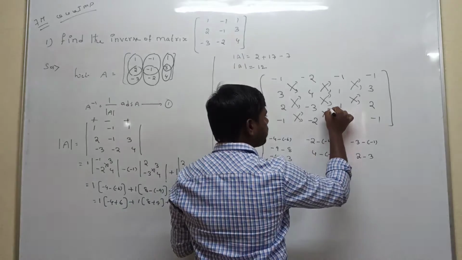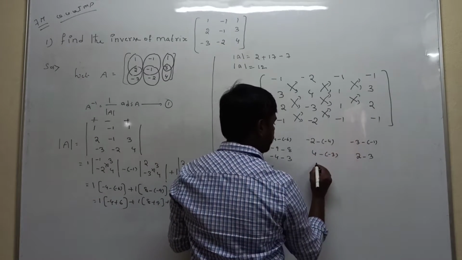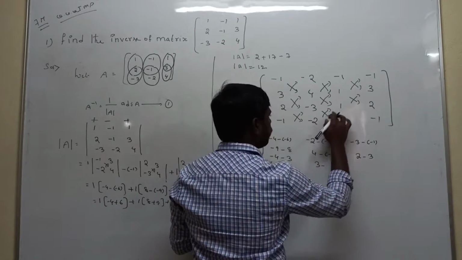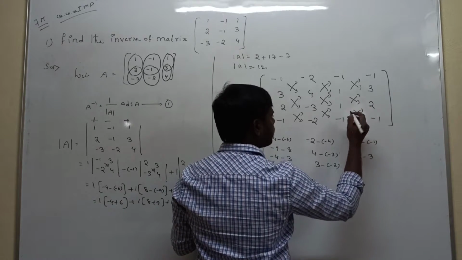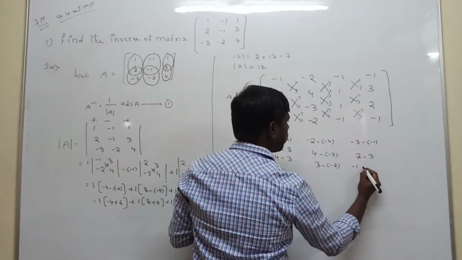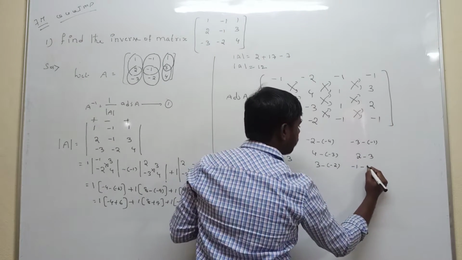Here applying the cross multiplication method. Minus 3 into minus 1 is plus 3. Minus 2 into 1 is minus 2. Here also applying the cross multiplication method. 1 into minus 1 is minus 1. Minus 1 into 2 is minus 2.